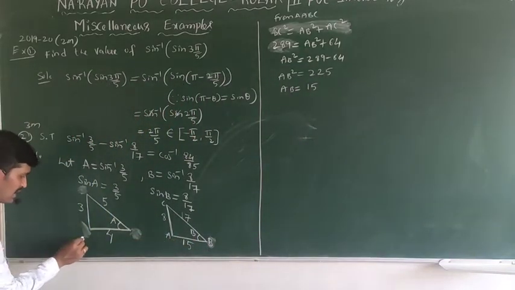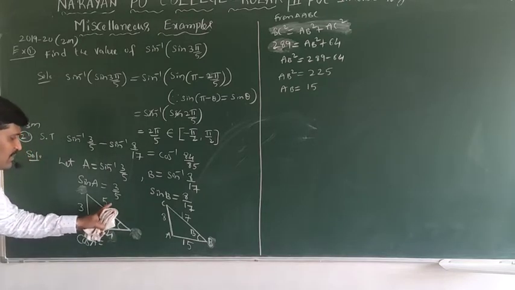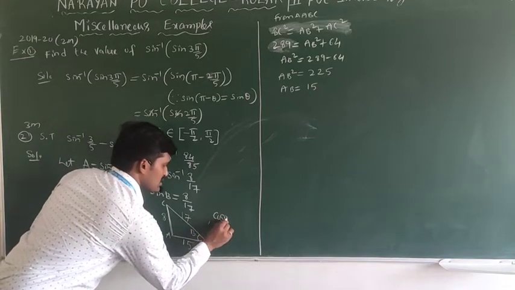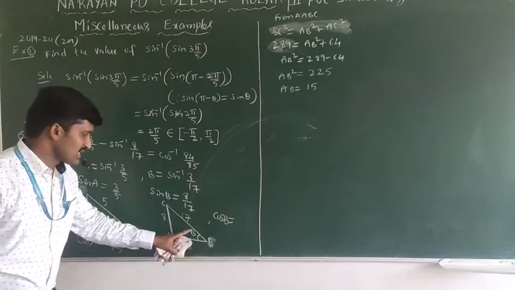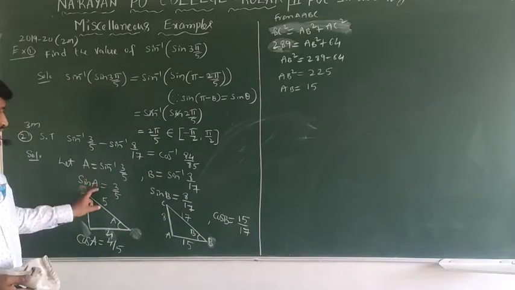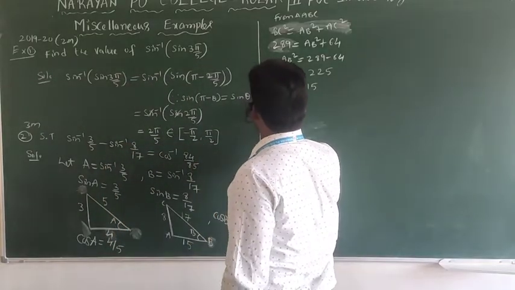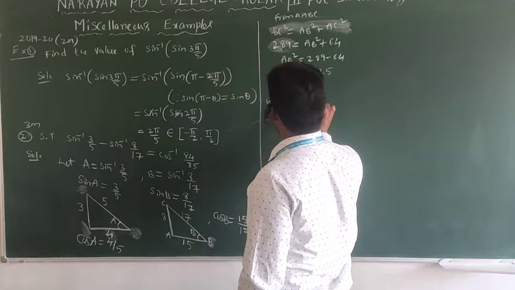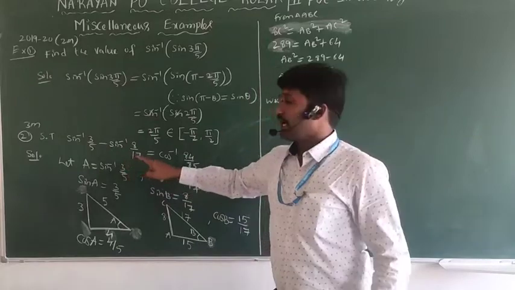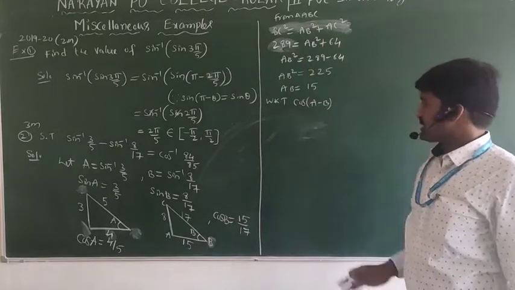Now, from this, I will write cos A. Cos A means what? Adjacent by hypotenuse. 4 by 5. From this I will write cos B. Cos B I have to find, adjacent by hypotenuse, 15 by 17. Now we have all 4 values: sin A, cos A, sin B, cos B. Now we know that cos of A minus B. We are taking cos of A minus B. After assuming this is A and B, it becomes A minus B. Right side we need in terms of cos inverse. That's why we are using the cos of A minus B formula.